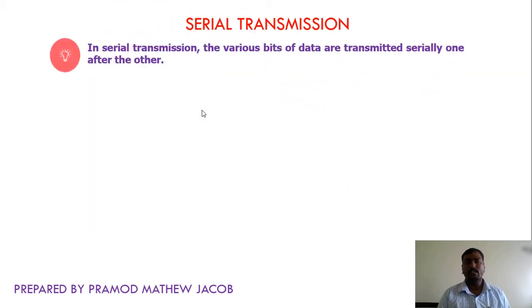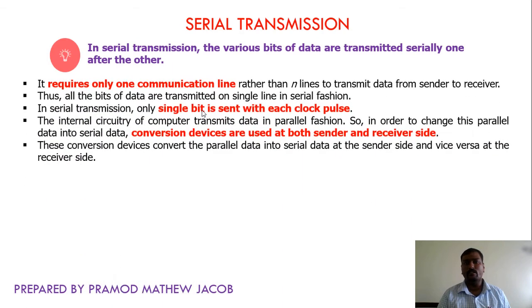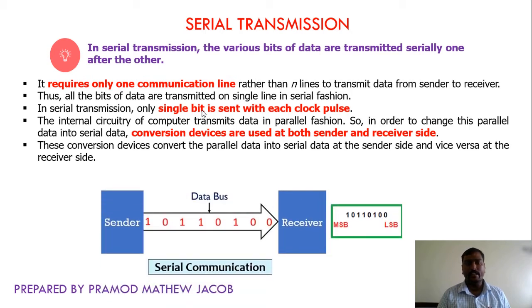In serial transmission, the various bits of data are transmitted serially one after another through a single line. It requires only one communication line rather than n lines to transmit data from sender to the receiver. Thus all the bits of data are transmitted through a single line in serial fashion. For example, if you are transmitting the data 10110100, the LSB of the digit will be transmitted first, followed by the remaining bits. The MSB, the most significant bit, will be transmitted last. In serial transmission, only a single bit is sent with each clock pulse.